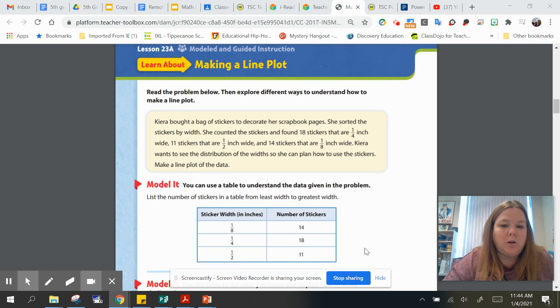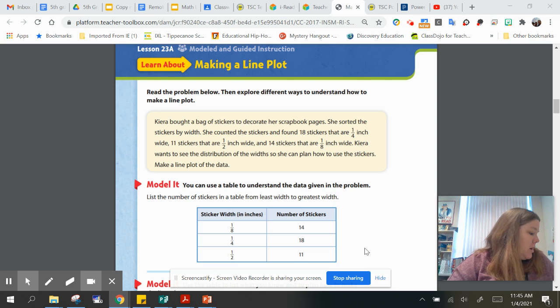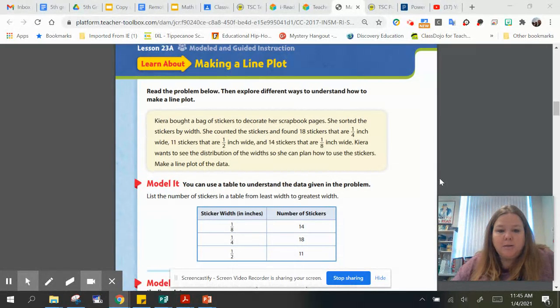Hey guys, we are in our instruction book, lesson 23A, page 240. So if you need to, pause this video and get where you need to be. We are continuing to talk about line plots.